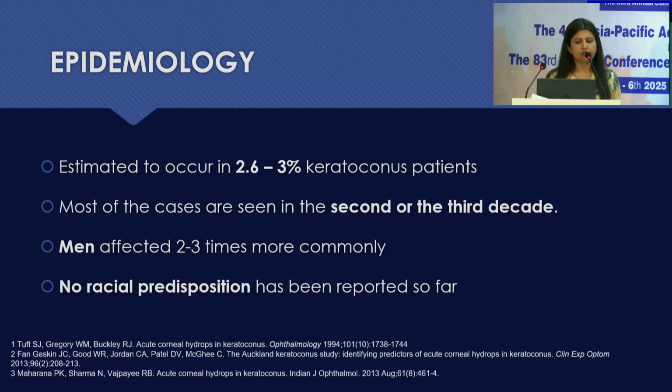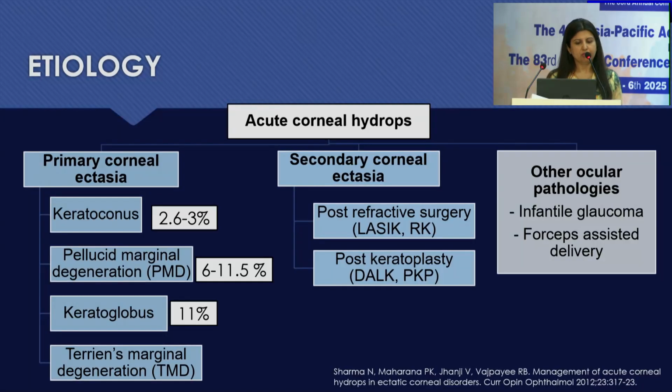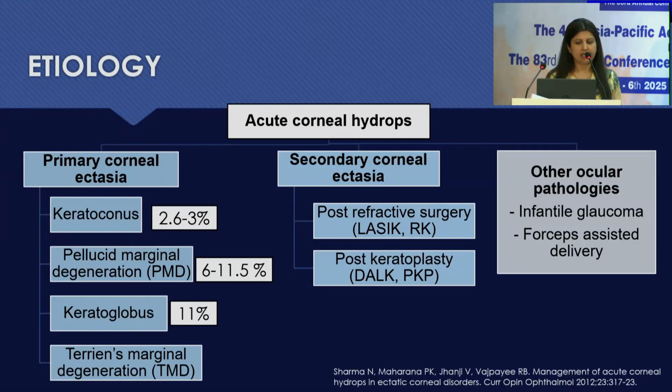So what is corneal hydrops? It is estimated to occur in 2.6 to 3% of the keratoconus patients. Most of the cases are seen in the second or the third decade of life. Men are affected more, and there is no racial predisposition so far. Etiology can be primary corneal ectasia like keratoconus, PMD, keratoglobus, and TMD. Secondary corneal ectasia like post-refractive surgery or post-keratoplasty, or other ocular pathologies like infantile glaucoma and forceps-assisted deliveries.